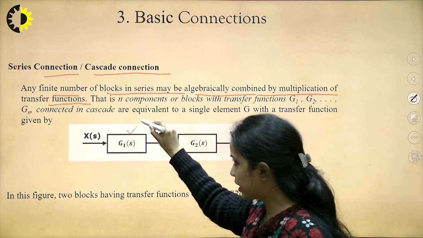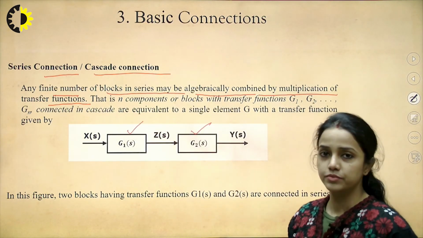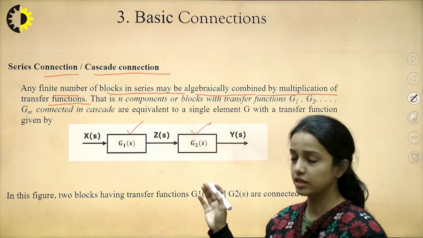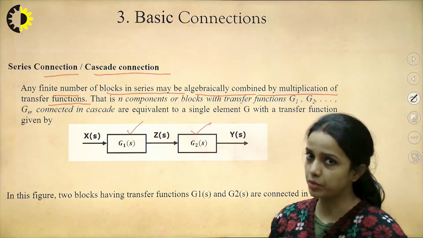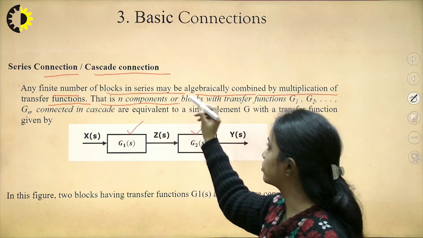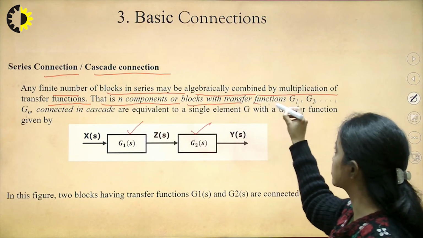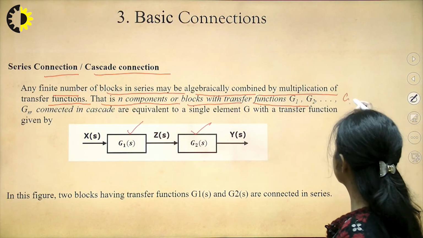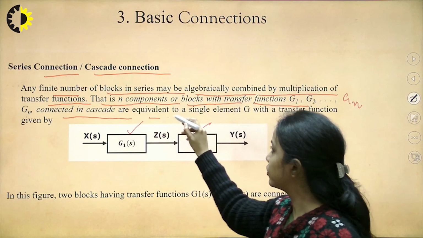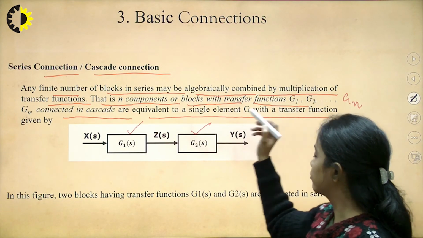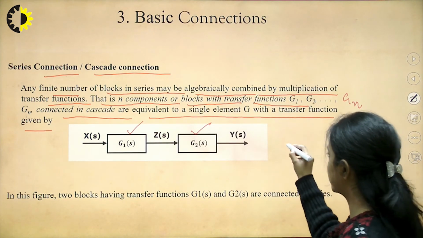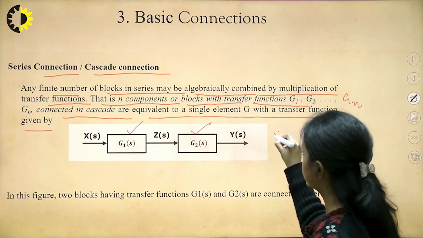This means this gain term and this gain term can be algebraically multiplied when they do not have any other takeoff point or any other summing point in between them. That is the only condition. Let there be n blocks with transfer functions G1, G2, G3 till Gn connected in cascade. They are equivalent to a single element G with a transfer function given by the product.